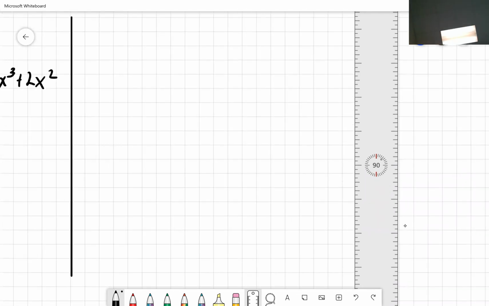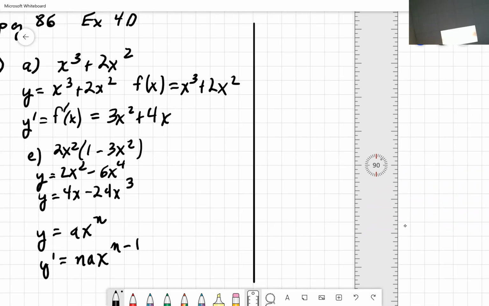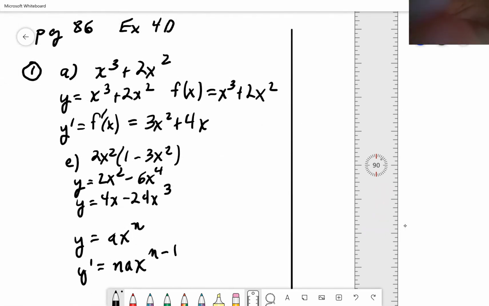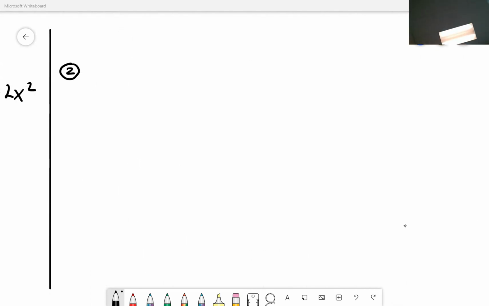Okay. So now we're going to look at number 2. It says find f prime of -2 for each of these functions. So let's do 2a. We can say that a is f of x equals 2x minus x to the third.